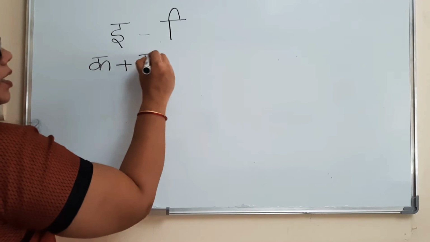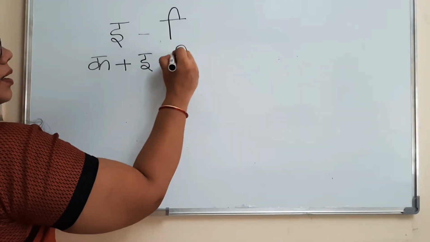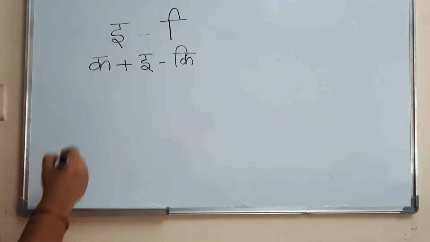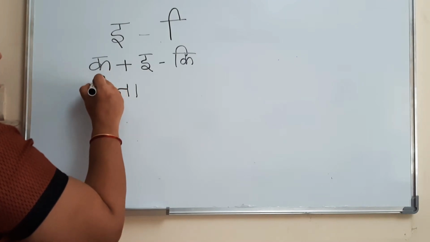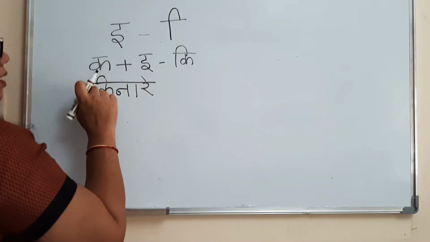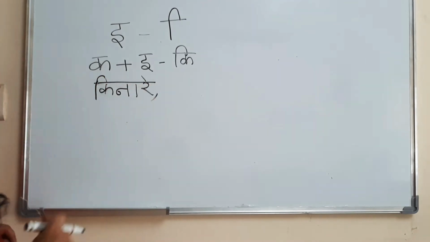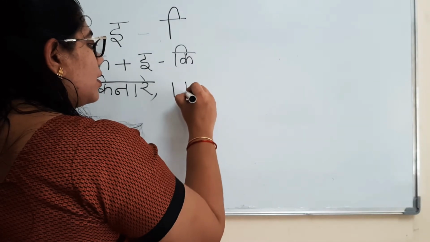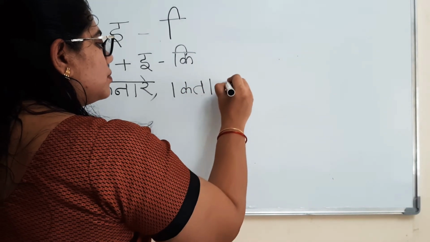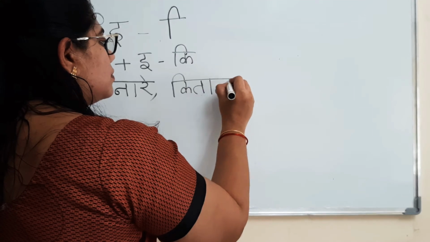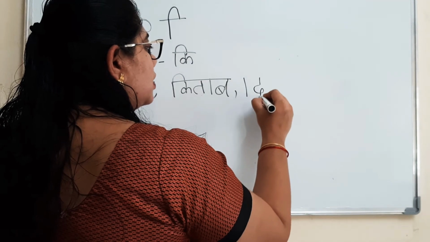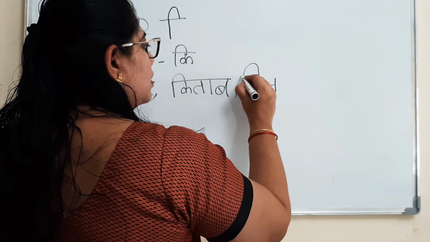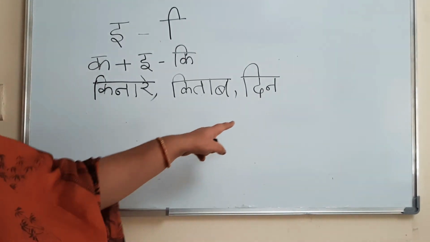Okay, for the I matra, you want to put it on the left side. So, K plus I, ki. Okay, you can see words for that. Kinare. Okay, next. Kitab, book. Kitab.